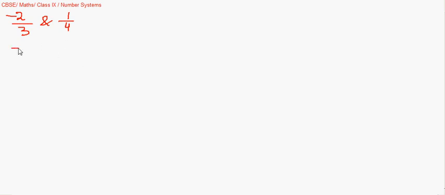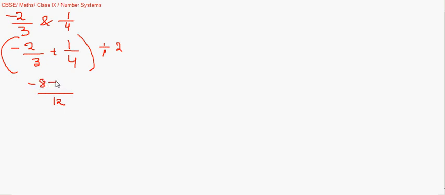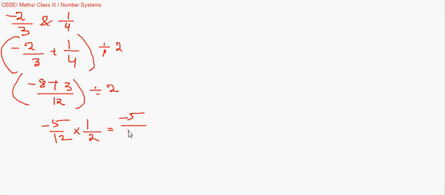So I'll do -2 by 3 plus 1 by 4. Whatever I get out here will then be divided by 2. If I do so, I'll get 12 as the common denominator, so -8 plus 3, this whole by 2. So it is -5 by 12 into 1 by 2, so it's -5 by 24. But this is not easy, not that comfortable to apply when you are asked to find, suppose, 5 to 7 rational numbers between the given two rational numbers.